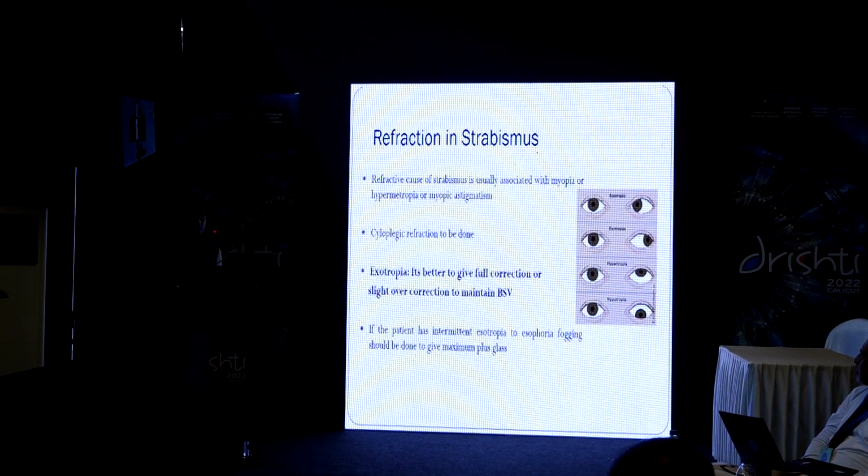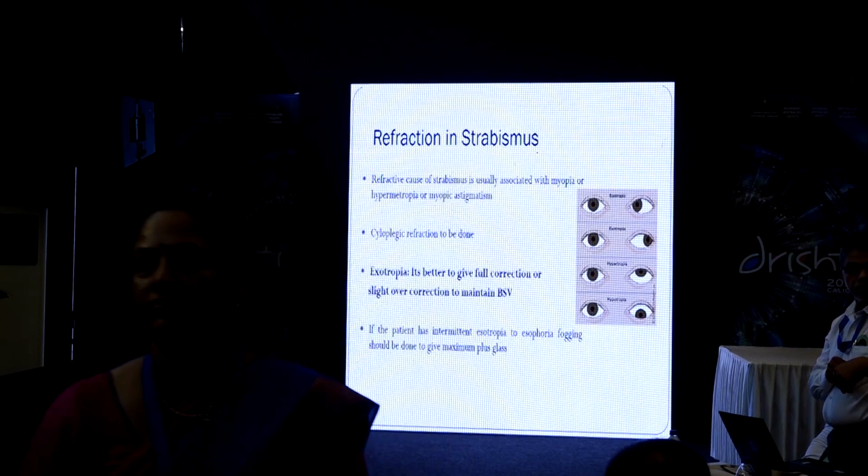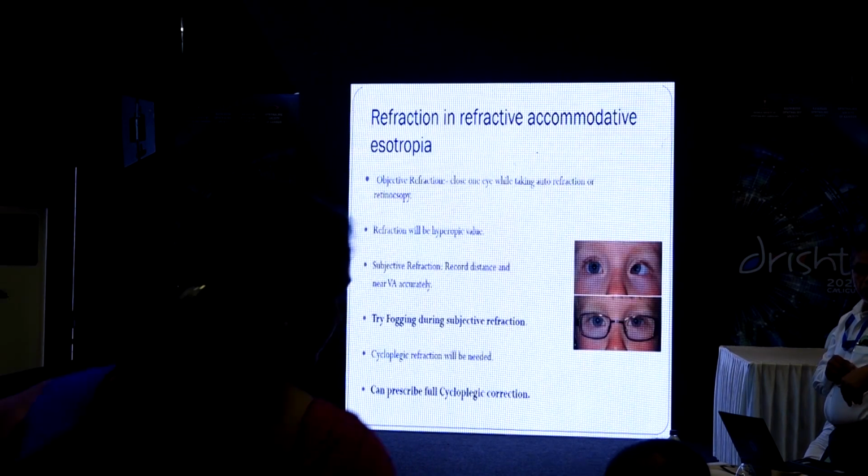So next is refraction in strabismus. Most of the refractive causes of strabismus will be high myopia, hypermetropia or myopic astigmatism. So cycloplegic refraction is very important in these cases, especially in strabismus and hyperopic patients. Suppose the patient is myopic and the child has an intermittent exotropia or a large angle exotropia, we can give the full correction. We can give the full cycloplegic correction or a slight overcorrection. If it's improving the visual acuity of the patient, it's okay to slightly overcorrect the myopia of the patient.